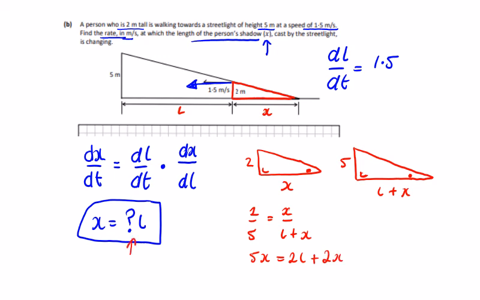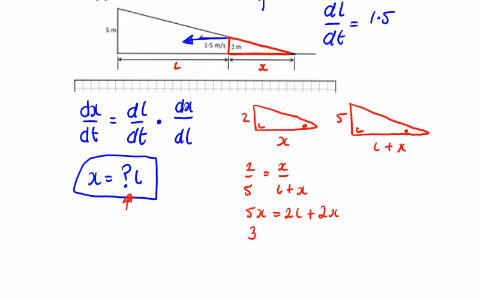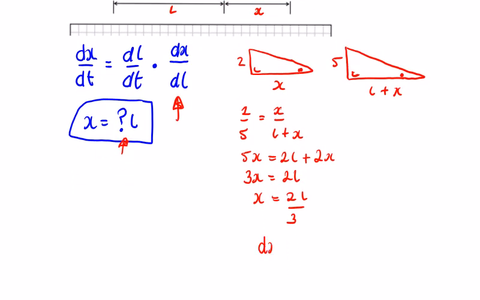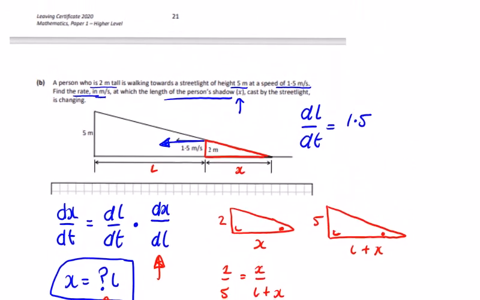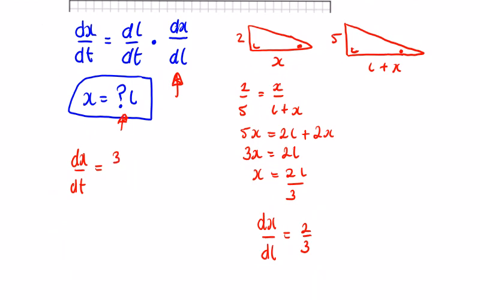And we said we wanted x equal to something times L. So 3x is equal to 2L. So we have it now: x is equal to 2L over 3. And if we want dx/dL, it is just the constant in front, 2 over 3. So I can fill in my values now. The dx/dt, the rate at which x is changing over time, is the dL/dt, which was given to us as 3 over 2, 1.5, times dx/dL, which was 2 over 3. So dx/dt is 1 meter per second.